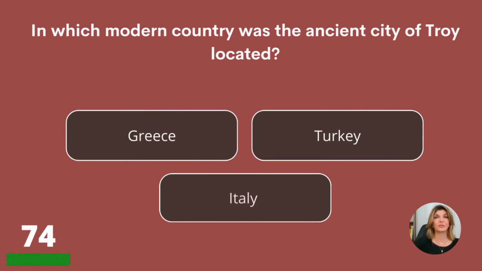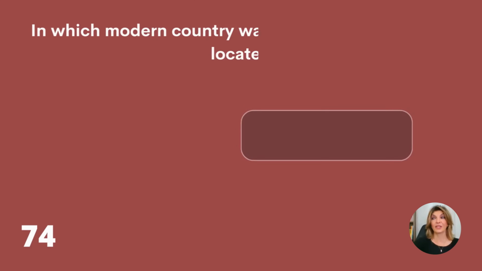In which modern country was the ancient city of Troy located? Greece, Turkey, or Italy? Turkey.